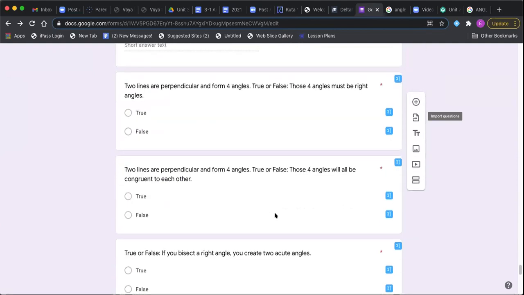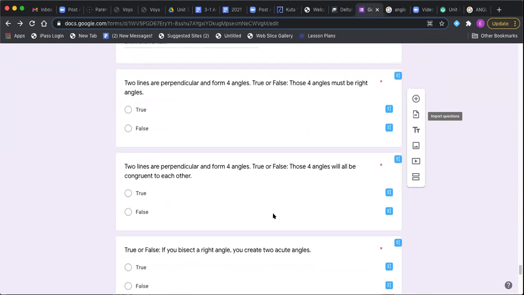Okay, and then I finished it up with some true false, I believe. 2 lines are perpendicular and form 4 angles. If I use that word perpendicular, that has meaning. That means if 2 lines are going to be perpendicular, they have to intersect at 90-degree angles. So I'm asking you, are all 4 of those angles going to be right angles? Yes, they have to be. Otherwise, your lines aren't perpendicular. So if I know I have perpendicular lines, they're all right angles. They have to be.